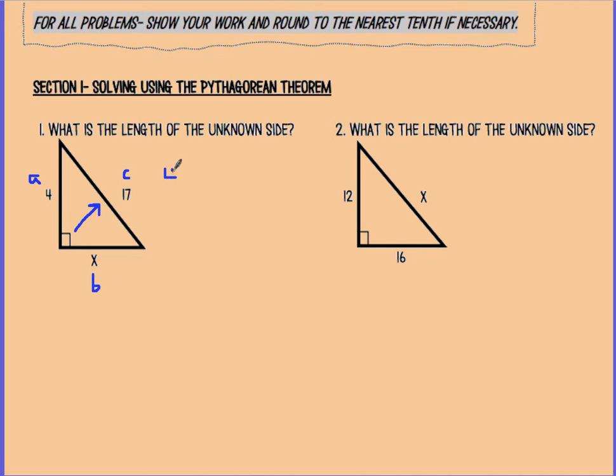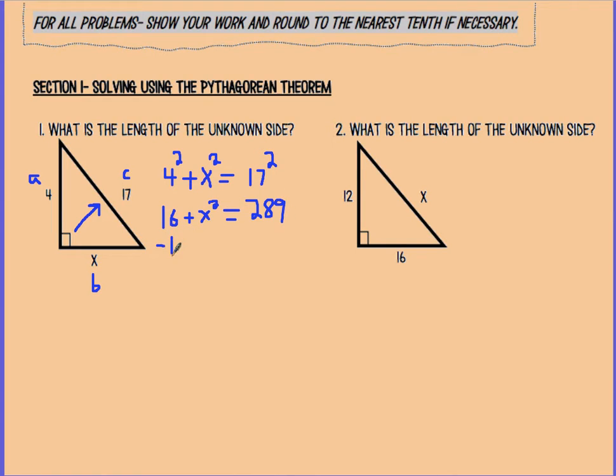So I'm going to do a squared plus b squared, which is x squared, equals c squared. Remember, you can do these squareds on your calculator too if you don't have them memorized. So 16 plus x squared equals, do 17 squared on your calculator if you need to, like me, 289.